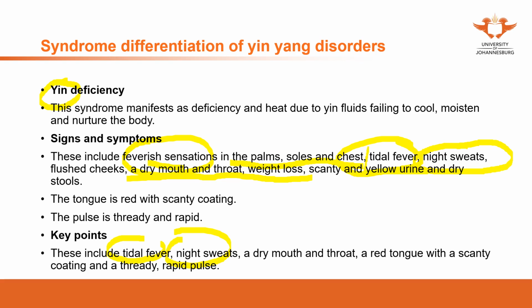So this manifestation is very typical for yin deficiency. With yin deficiency, the tongue can be red or deep red with scanty coating, so there's not a lot of coating. The pulse can be thready. So these are the typical manifestations for yin deficiency.